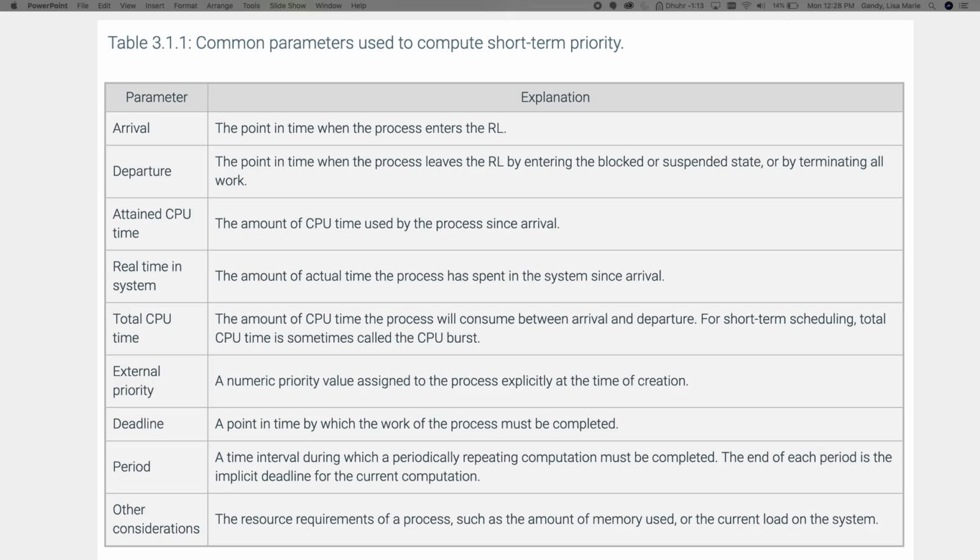External priority, a numeric priority assigned to the process. Deadline, a point in time by which the process must be completed. Period, a time interval during which a periodically repeated computation must be completed. So it's like a short deadline for different parts of the process. And then other considerations, amount of memory, things like that, current load. So these are all things that can be used for scheduling to figure out which process to use next.